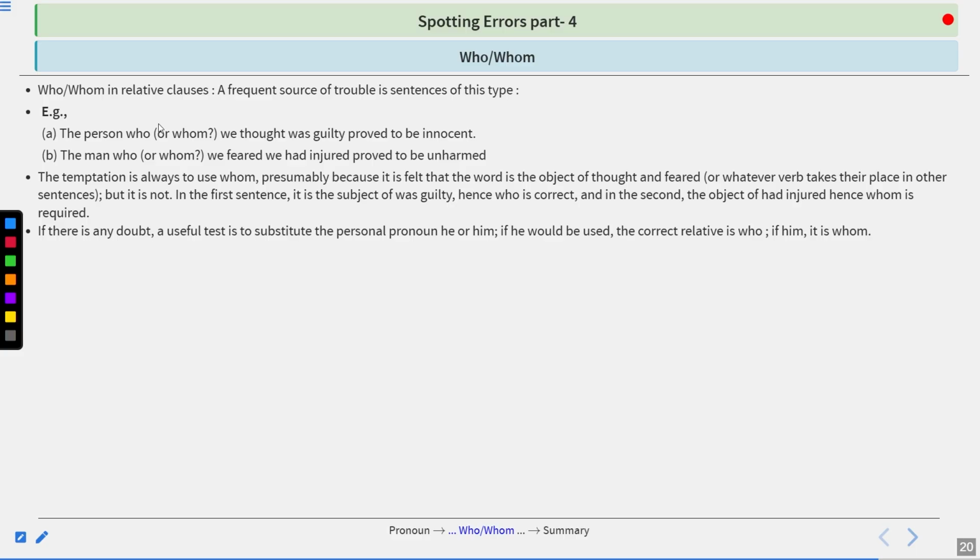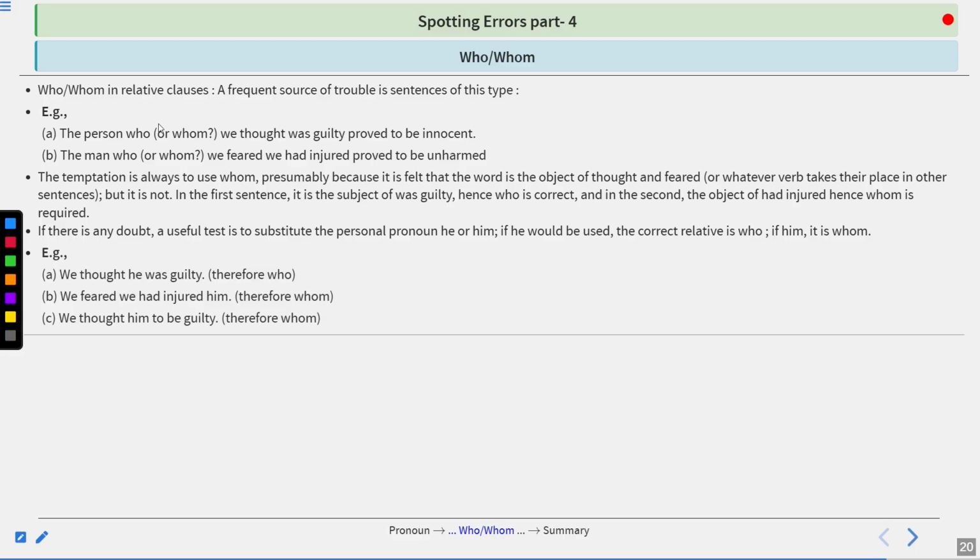If there is any doubt, a useful test is to substitute the personal pronoun he or him. If he would be used, the correct relative pronoun is who. If him, it is whom. Example: we thought he was guilty, therefore who. We feared we had injured him, therefore whom. We thought him to be guilty, therefore whom.